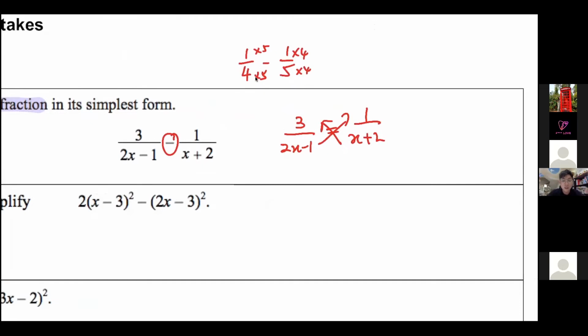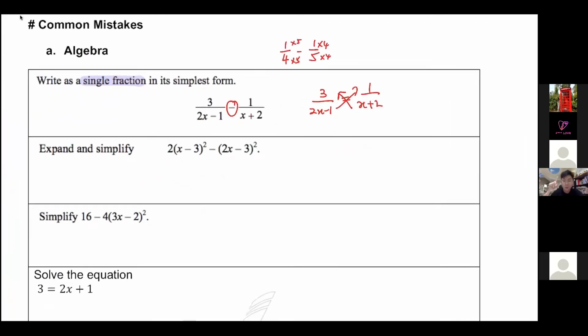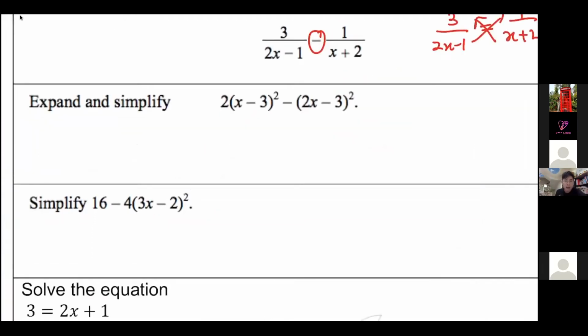So now, next part, this common mistake, be careful. The first part, simplification of fractions, is always a common mistake made by students. Okay? Next is expand and simplify. Now, how do we expand here? A lot of students expand the bracket like this. They put 2 bracket x squared minus 9. Then, very good luck, you are wrong.